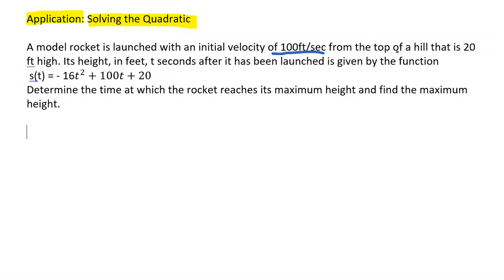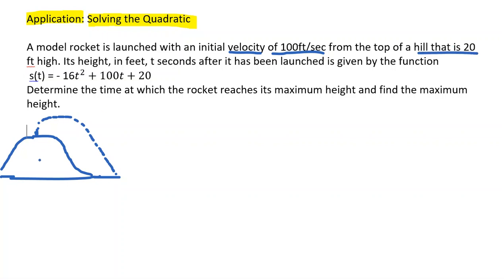And from the top of the hill. So this is telling us that if I was to draw this out, I have a hill like this, right? And it's saying at the top of this hill right here, I have this rocket. And it's going to be launched. Okay? And it's going to hit the ground somewhere out there. Anyways, so it said that it's going to be launched at a speed of 100 feet per second. And then it said that this hill is 20 feet tall.